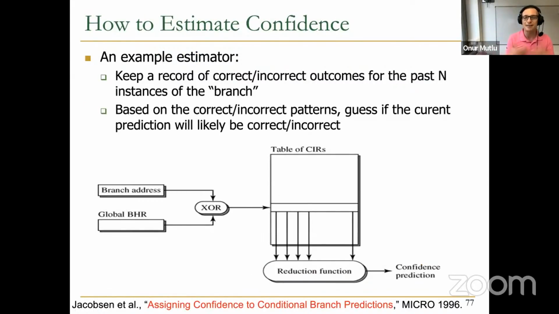There are many different example estimators that are proposed, but you can keep a record of the correct, incorrect outcomes of the last n instances of the branch. And based on those correct, incorrect patterns, you can guess if the current prediction is likely to be correct or incorrect. So this is not the prediction for the branch. This is the confidence in the prediction you're making for the branch.